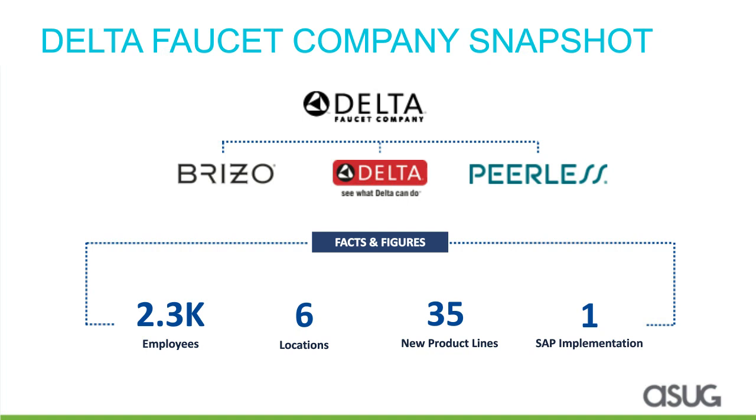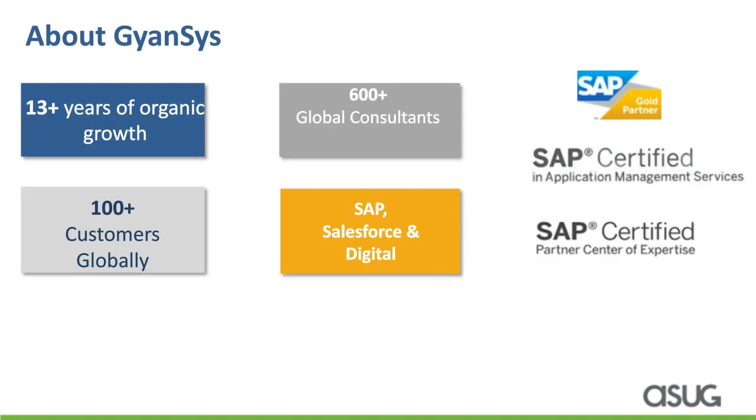Thank you for that good introduction, Tony. And I want to talk just for a moment about GyanSys. We're the primary partner with Delta Faucet and have been working with Delta since 2015 on various items beyond even SAP from an IT standpoint. GyanSys is headquartered in Carmel, Indiana, northern Indianapolis. We've got 13 years organic growth, 600 plus consultants now globally.